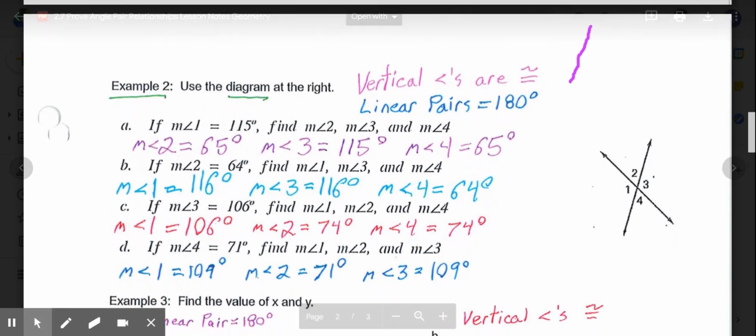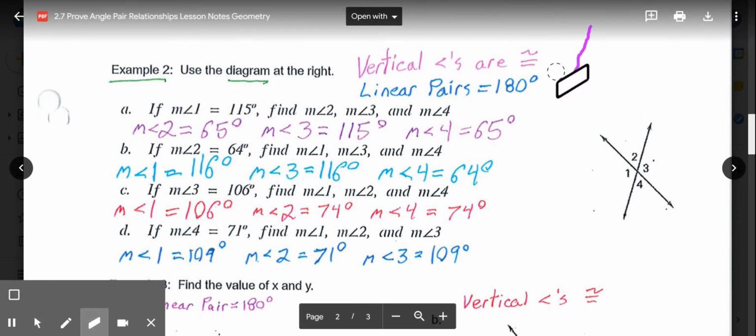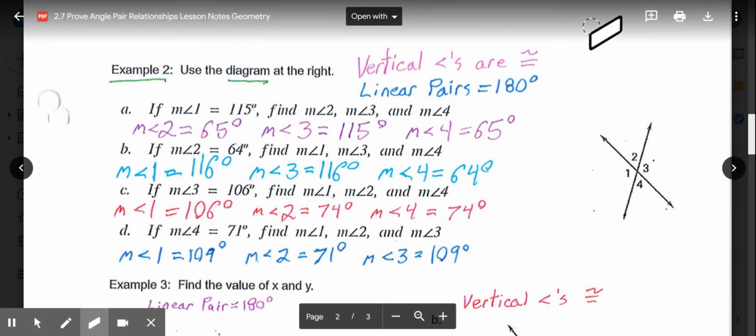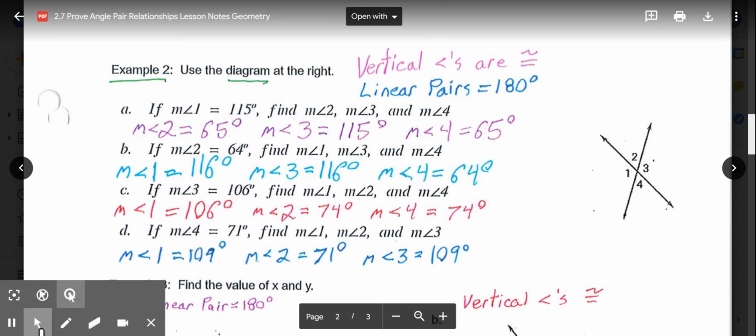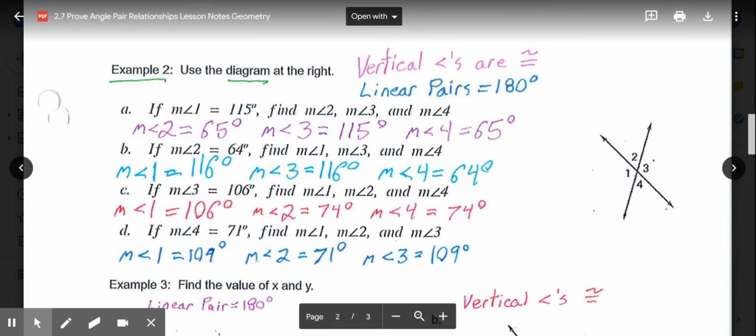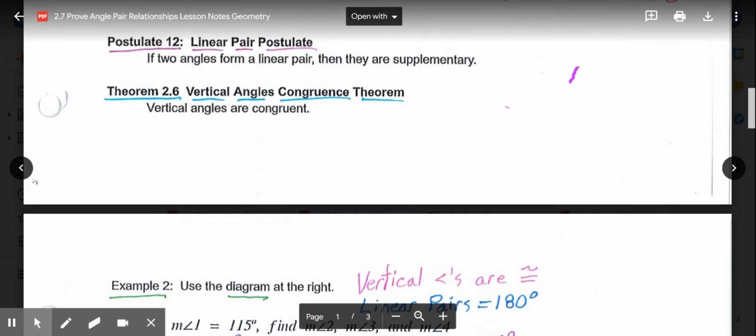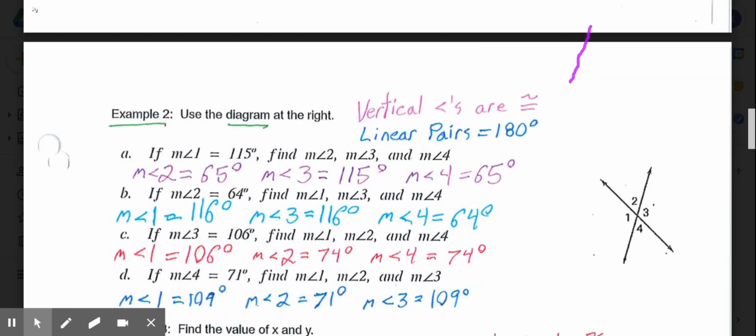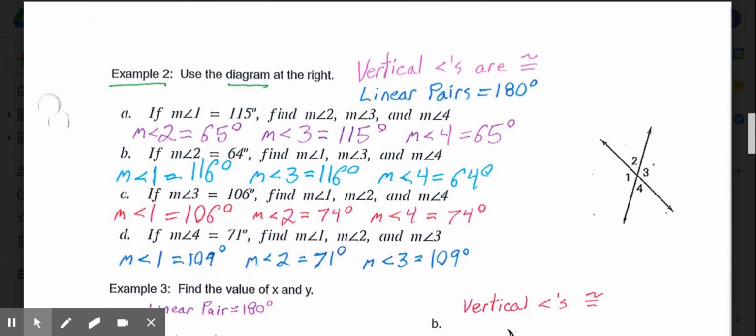So in example 2, it says use the diagram at the right to answer parts A, B, C, and D. Now, what we want to remember is that vertical angles are always congruent from our vertical angle congruence theorem. And we also want to remember that linear pairs are supplementary, or equal 180.